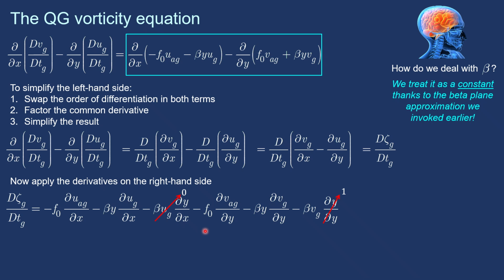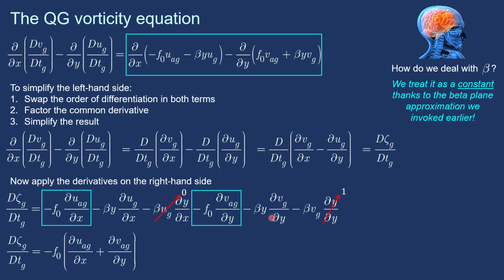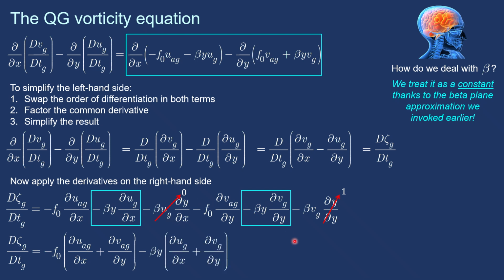Okay, so that's what we've done so far. We've applied the derivatives and we've written all these terms out. Now we can simplify a little bit by collecting out some things that are common. If you look on the right-hand side, there are two terms here that both involve negative f naught, those two. So we factor the negative f naught out of those and we get this. There are two terms on the right-hand side that involve negative beta y. We factor the negative beta y out and we get this. And then that just leaves the negative beta vg here left over on the end.